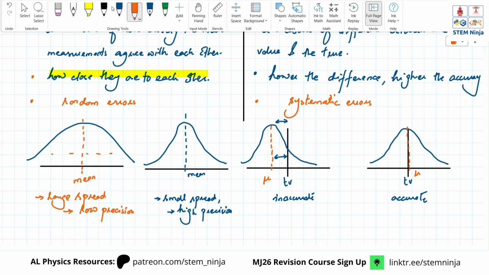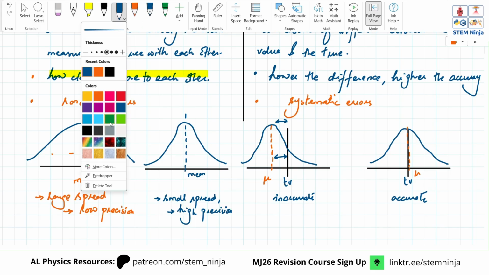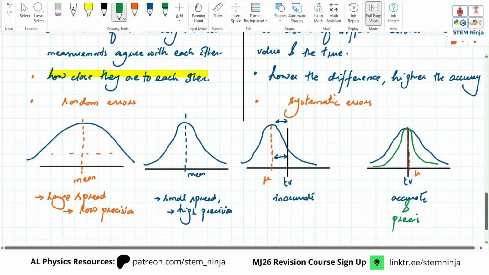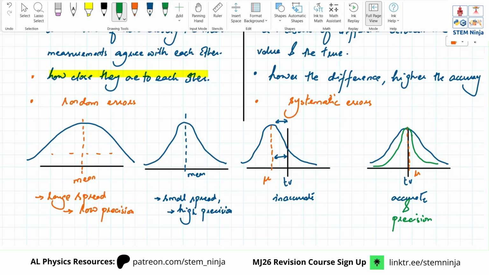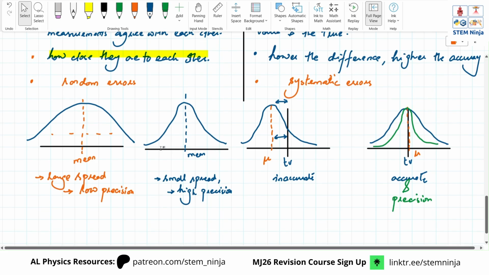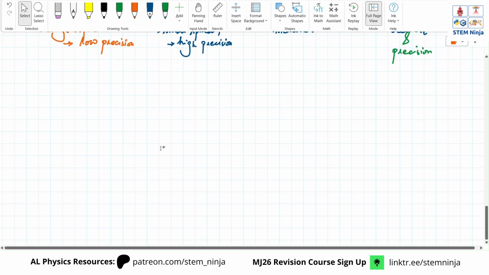And if, for example, we do one change over here, if we make this a thinner spread, it would be accurate and precise. The thinner the spread is, the more precise it would be. The closer the mean is to the true value, the more accurate it would be. All right, this was just a brief overview.